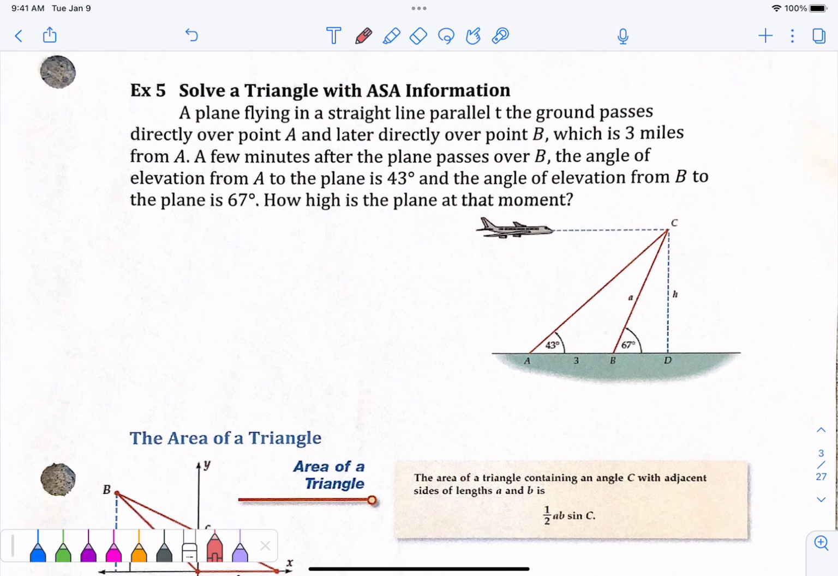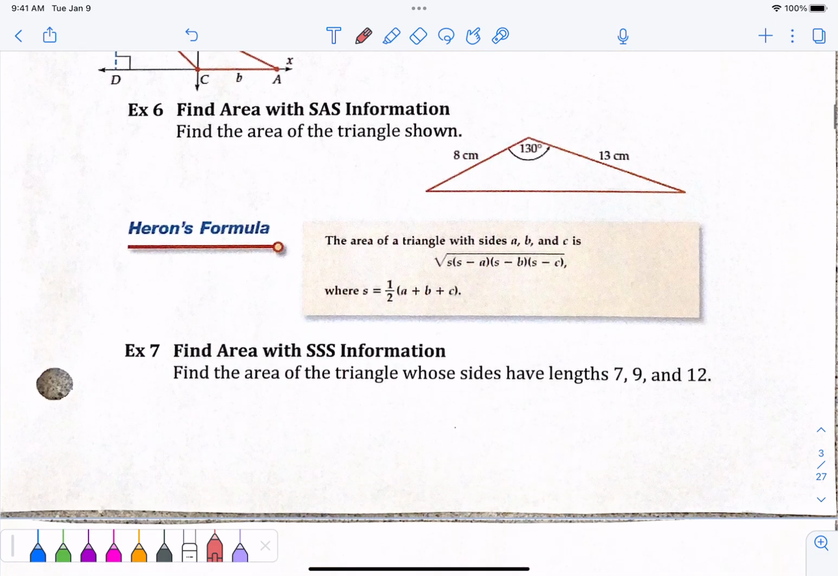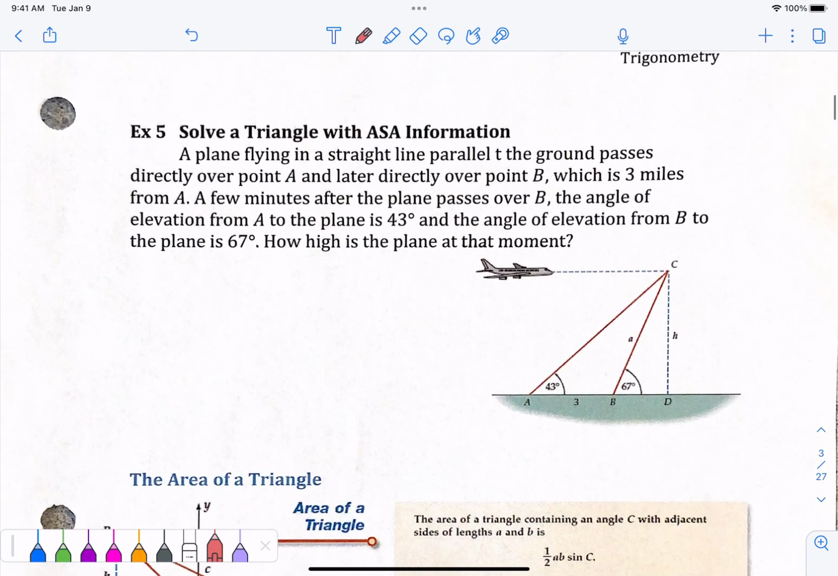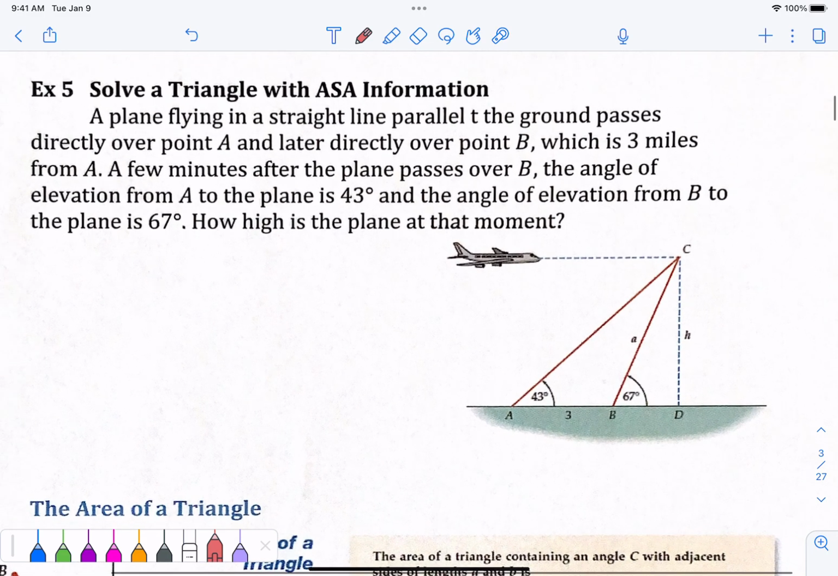Then we have the area of a triangle that we've got to talk about, and that's examples 6 and 7 and all that good stuff, and then we're good to go. So 3 examples left, starting with 5.